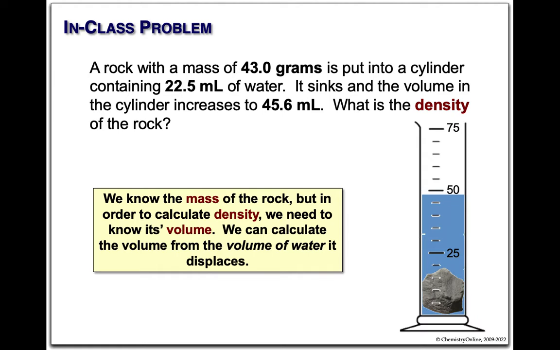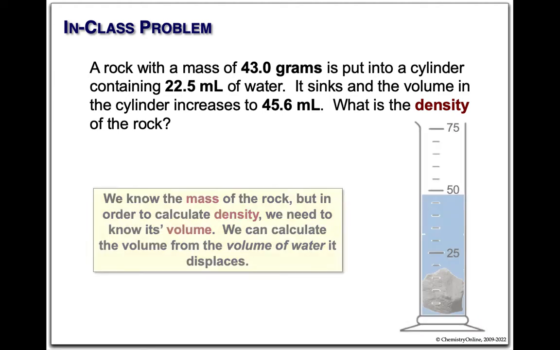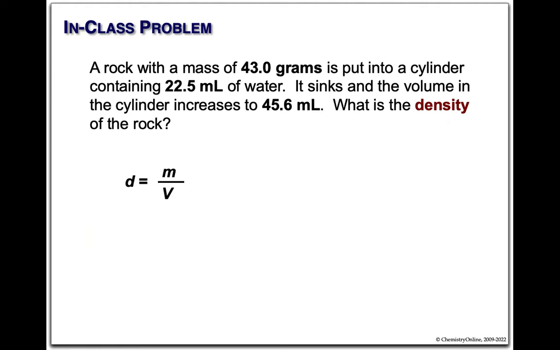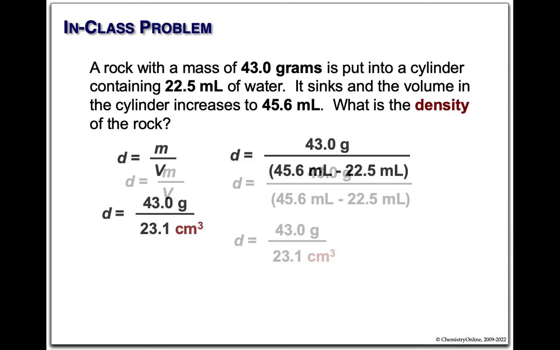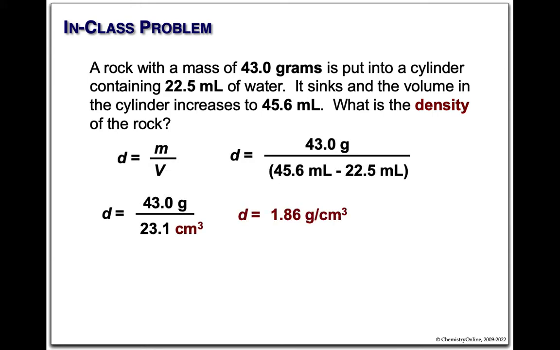What's the density? Simple problem. Mass divided by volume. Our mass is 43. Our volume is the difference in these two. Do our subtraction. We get 23.1 milliliters, which we all know is exactly equal to 23.1 cubic centimeters. Do our division. 1.86 grams per cubic centimeter.